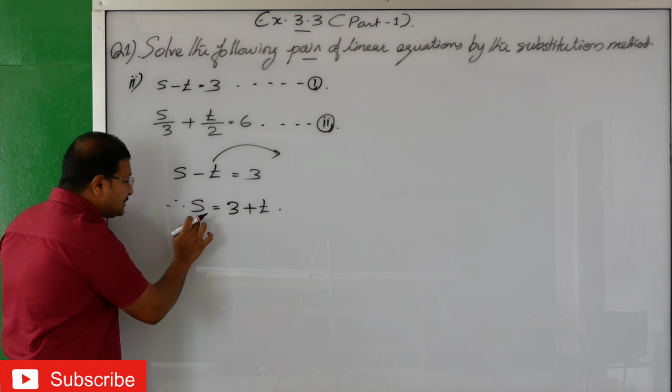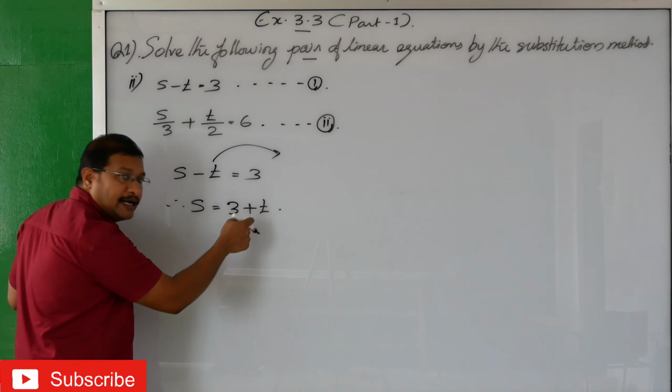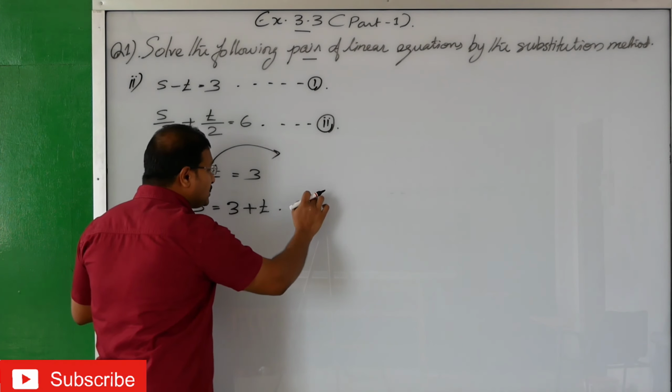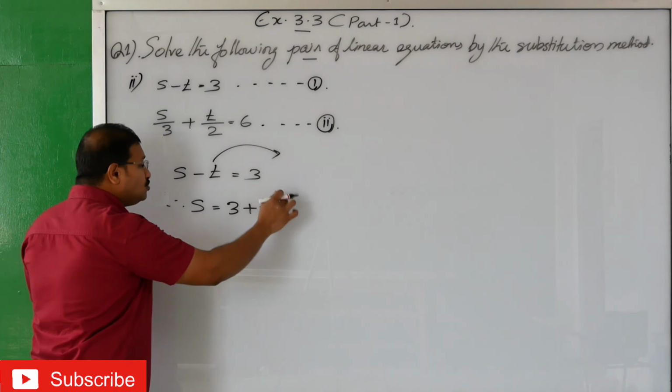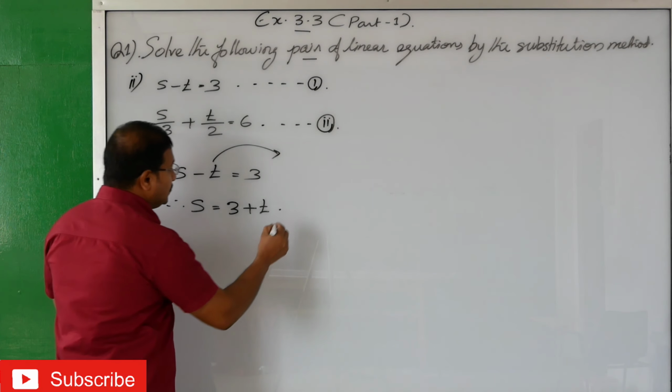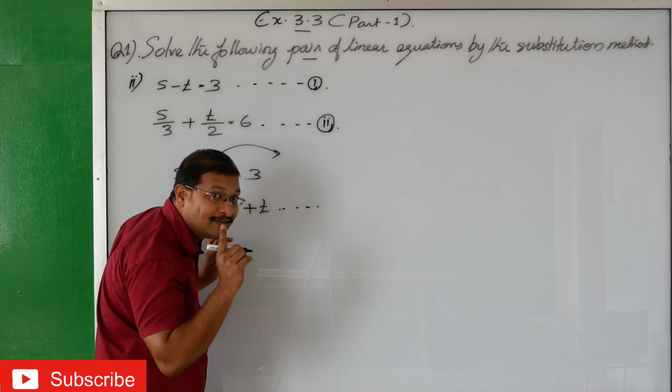So, we got it now. s equals 3 is already here on the right side and minus t goes to the next side. Minus t goes to the next side, it will be plus t. This is equation number 3.